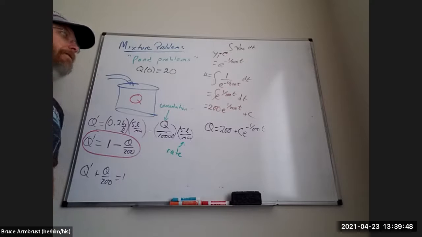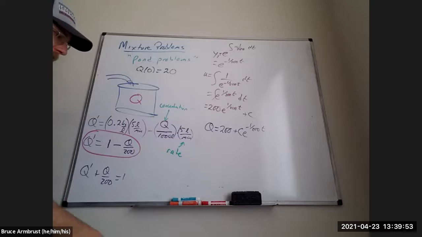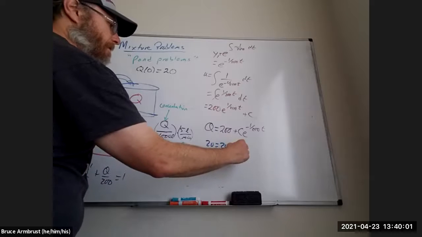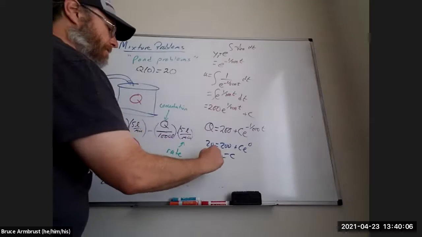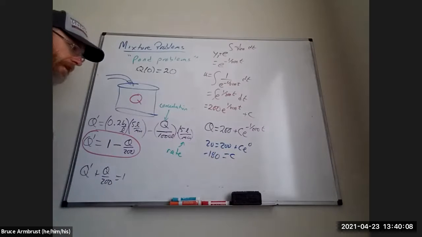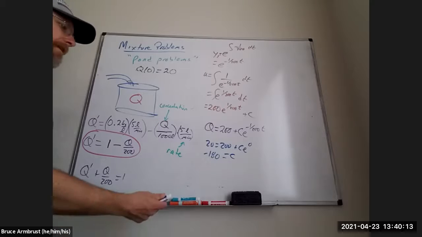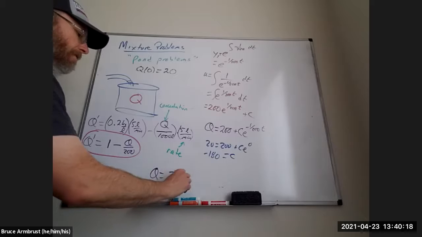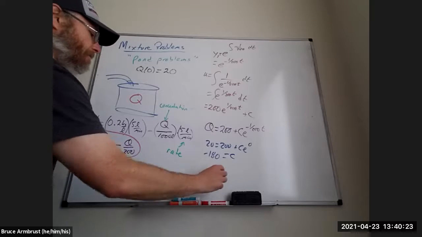Okay, so now let's get our c value using the initial value. So since we know that q of 0 was 20, we're going to get 20 equals 200 plus c e to the 0. Well, e to the 0 is 1. That's a pretty quick solve to get c equals minus 180. And so that gives us then as our solution, q equals 200 minus 180 e to the negative 1 over 200 t.